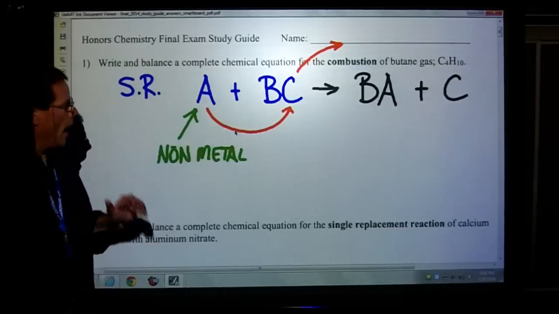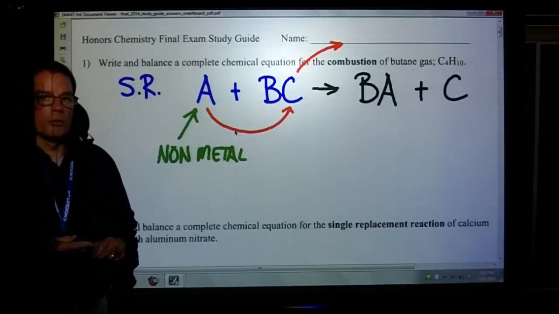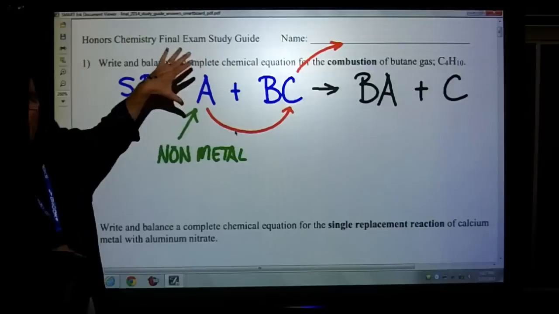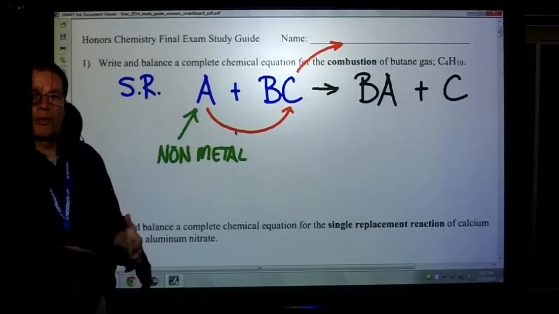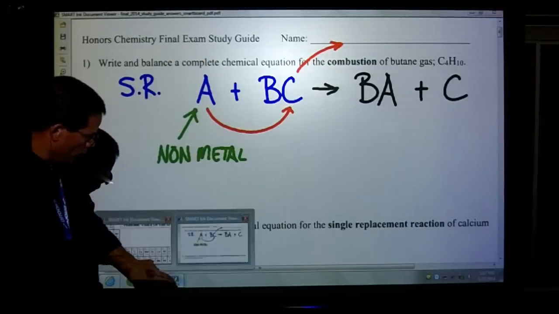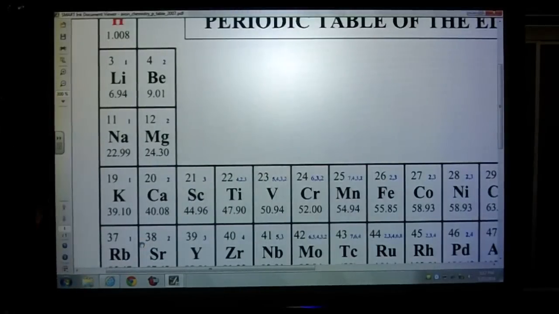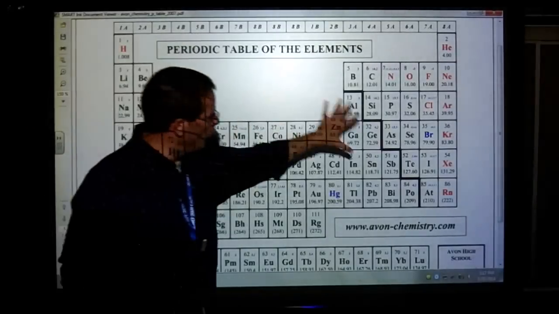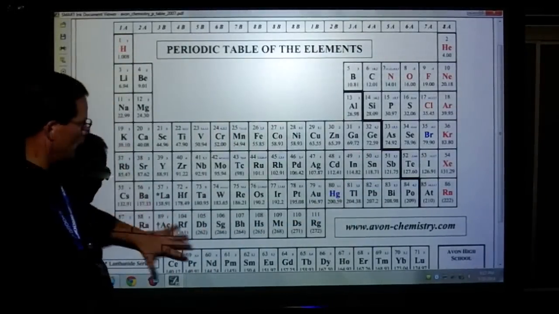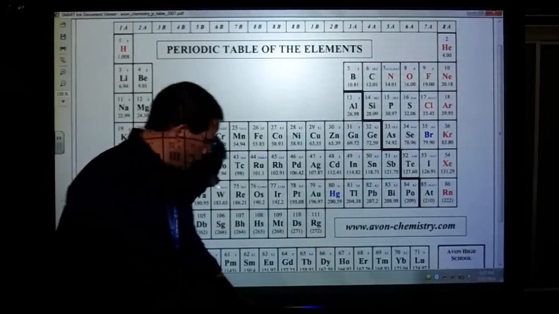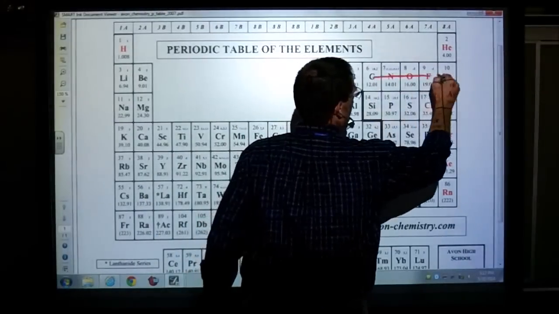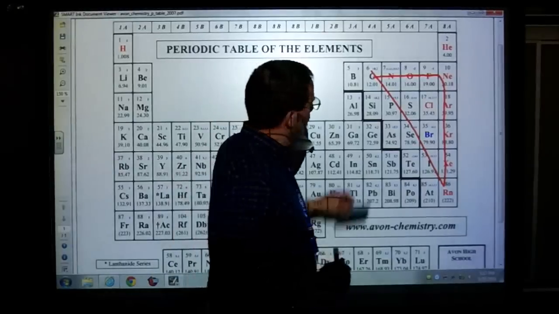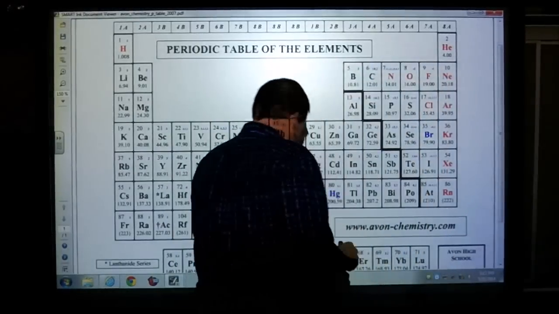So when you notice that you have a single replacement type reaction, you want to look at the element that's by itself and ask yourself, is that a metal or a non-metal? To refresh your memory on that, when you look at your periodic table, remember that the periodic table is mostly made up of metals. The metals are on this side of the periodic table. The non-metals are right here. These are your non-metals.